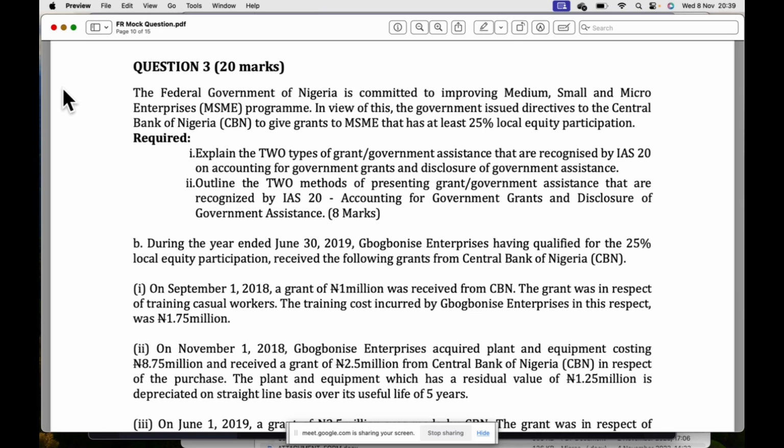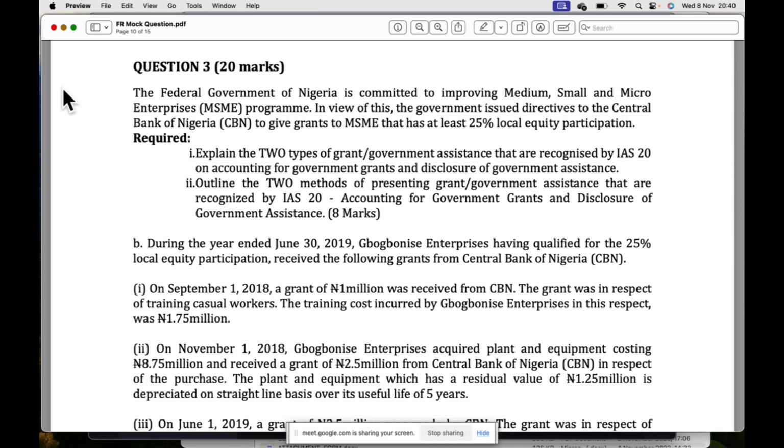Now, this is a past question, and what I'm going to discuss with you today, at least for government grants, just focus on that for your revision for government grant. For the inventory, focus on that for your revision. And for the blockchain, focus on whatever it is I'm discussing with you today for your revision.